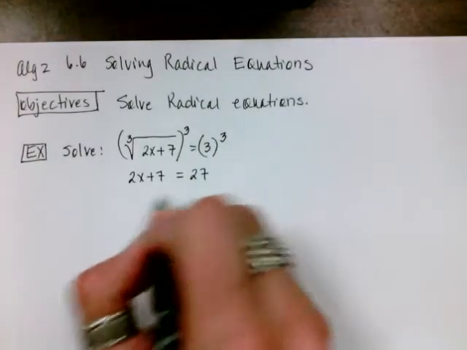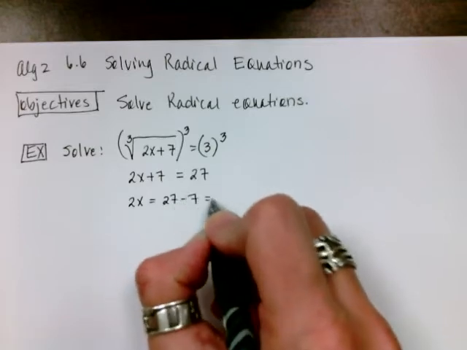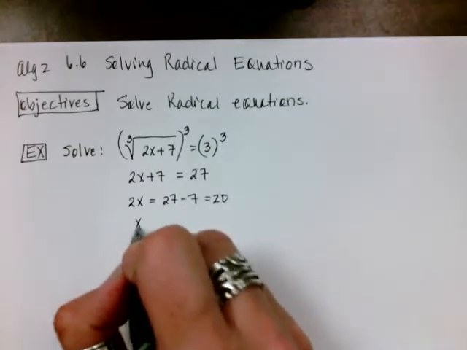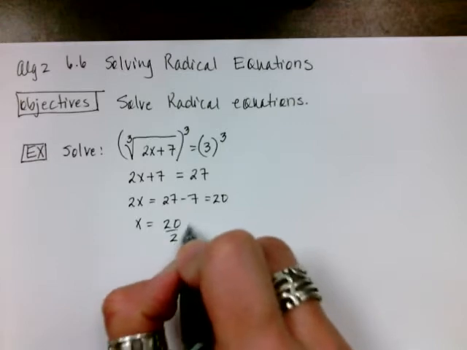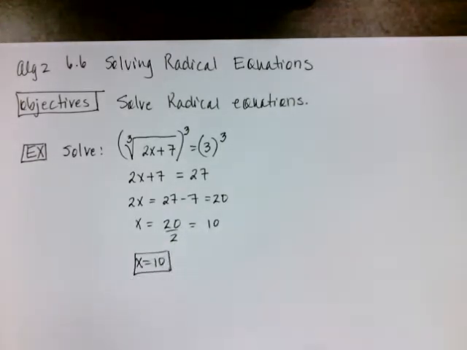Now I'm going to solve this little equation. 2x is equal to 27 minus 7, which is 20. And x is going to equal 20 divided by 2, which is 10. So my solution is x is equal to 10.